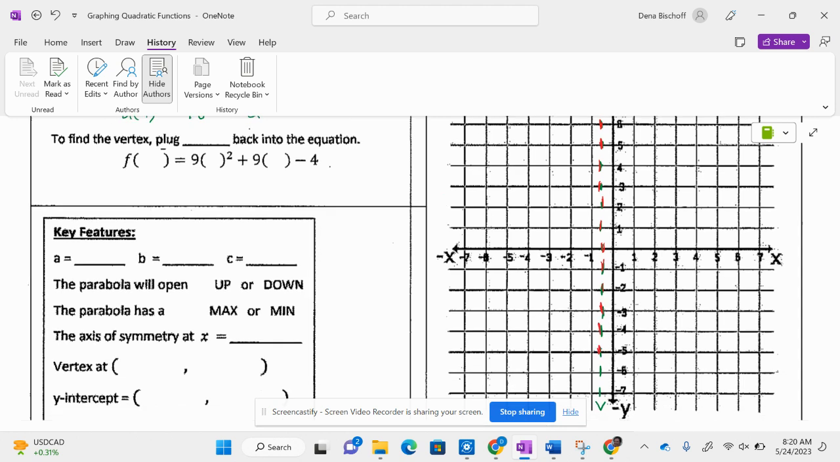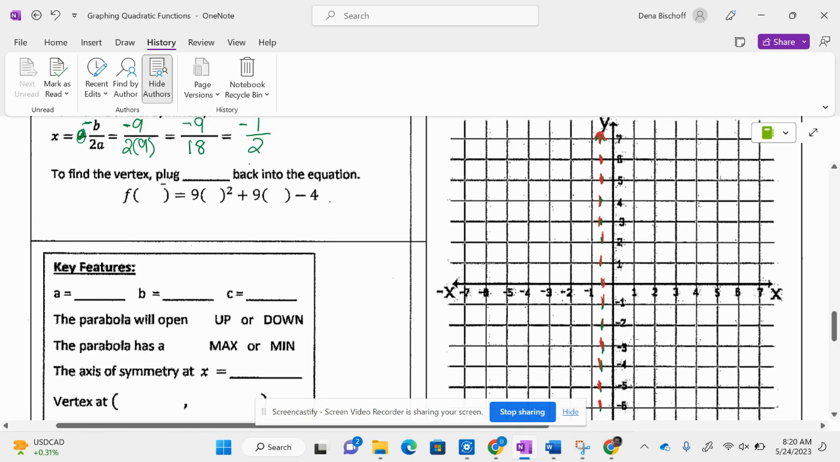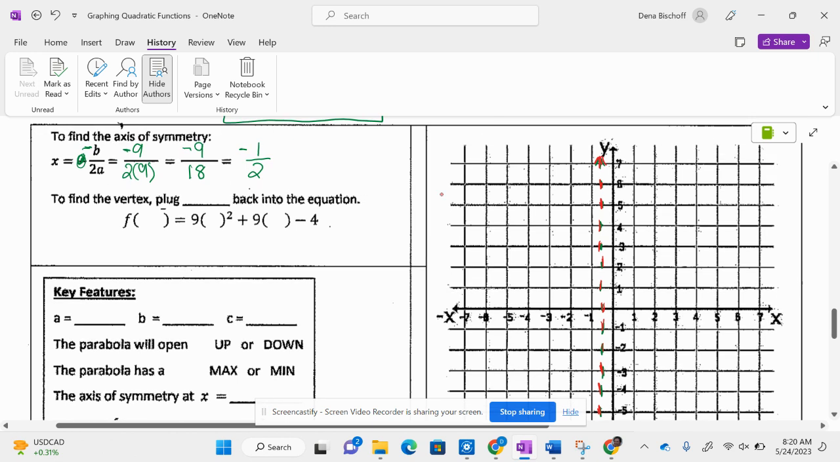So now we're going to find the vertex. In order to find the vertex, you take this value from the axis of symmetry and plug it back into the equation. So we're going to find f of x. The x is now going to be negative 1/2. So that means I have to take negative 1/2 and square it, and I have to take negative 1/2 and multiply it by 9.